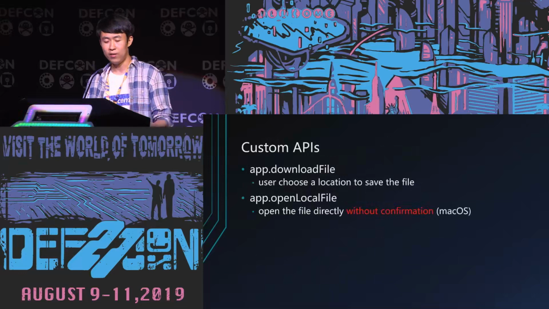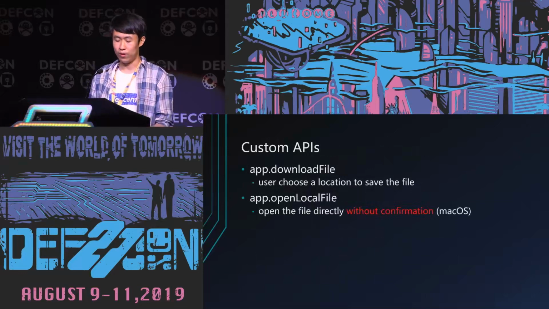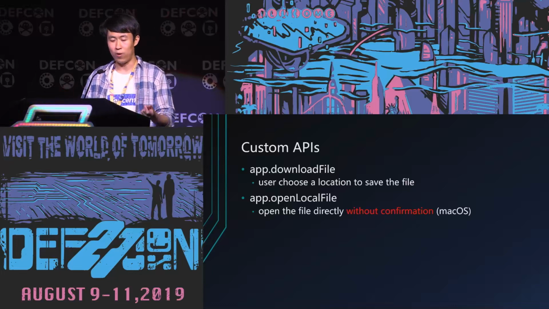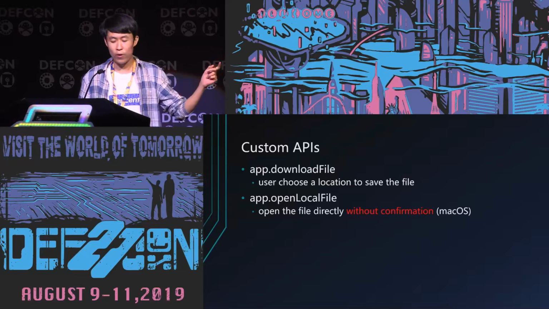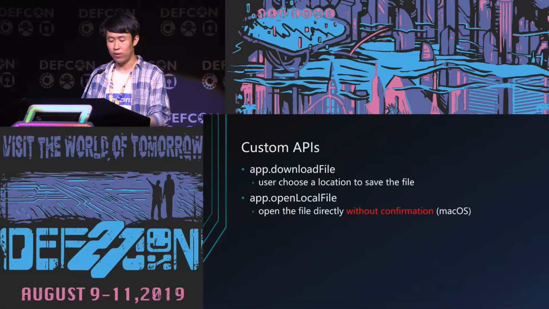And in the custom APIs, there are two interesting APIs. One is download file. If you call this API, you can pass a URL to it, and it will download a file from that URL. But it will pop up a box for the user to choose the location to save that file. Yeah, this needs some user interaction. Another API is called open local file. It just opens the file you just downloaded without confirmation. Yeah, this API needs no user interaction, but only works on macOS.